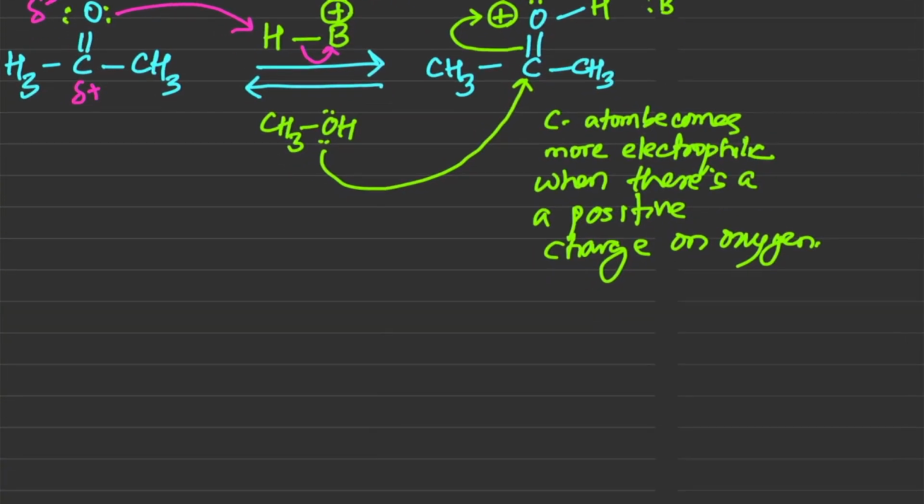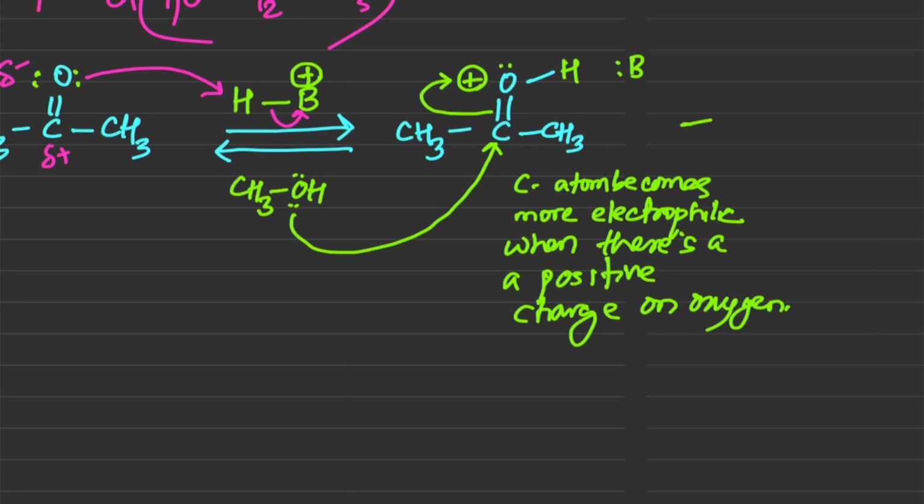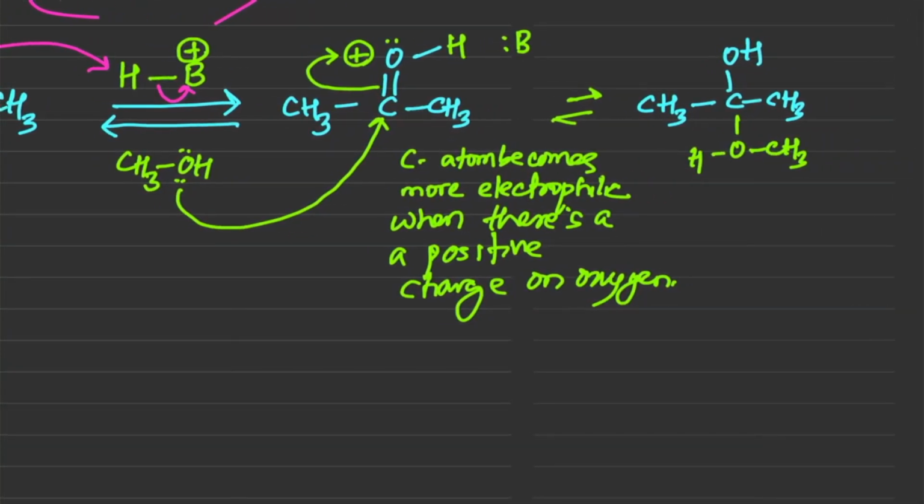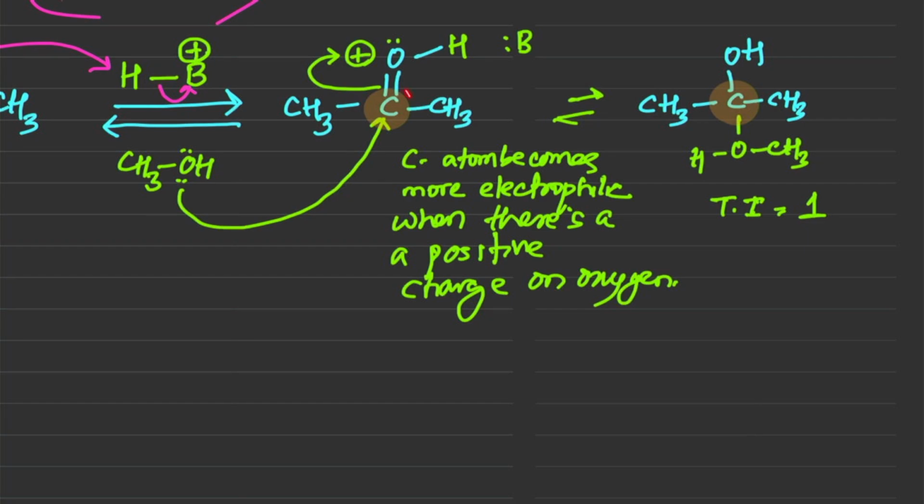All right, let's draw the next intermediate that you will be making. All the steps are going to be equilibrium, so I'm just keeping things consistent. CH3, CH3, now it becomes OH, and then here we just added OCH3H. This is called tetrahedral intermediate 1. Why? Because you notice the carbon atom here is now tetrahedral. Before it was sp2 hybridized, now it is sp3 hybridized. That's why it's called tetrahedral intermediate 1.